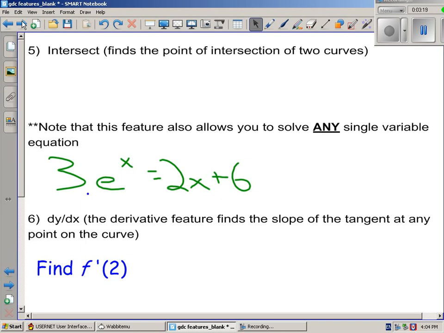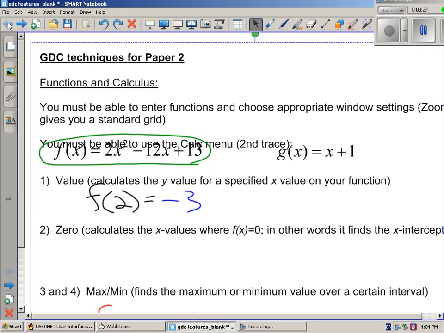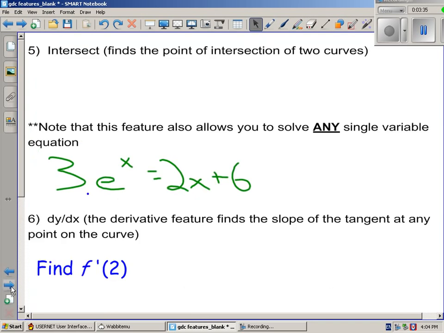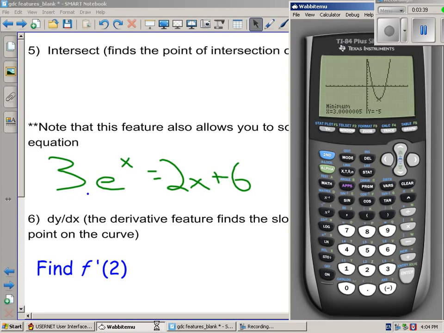Intersect finds the point of intersection between two curves. So I had that f of x and g of x function from the last page. One was a parabola, this one right here, and one was a line. We can find out where those two intersect. So I'll turn on the linear function again. Two graphs, there they are.